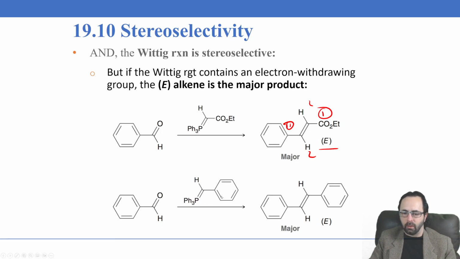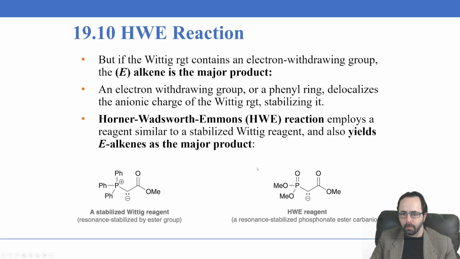And likewise here with this phenyl group that is electron withdrawing, we will have this priority 1 carbon here beating number 2 hydrogen, priority 1 carbon beating number 2 hydrogen. These 2 groups are on opposite sides, so it's E rather than Z on this double bond here. But if the Wittig reagent here contains an electron withdrawing group, we get the E alkene formed, as I just mentioned.